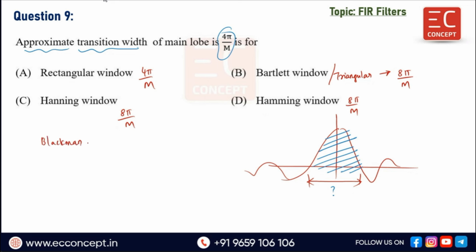So for the Blackman window, see, 12 pi by M is the approximate transition width of the main lobe, okay? So for the options, 4 pi by M is for the rectangular window, okay? So 4 pi by M is for the rectangular window, option A is correct, okay? So next.